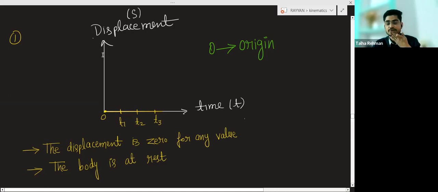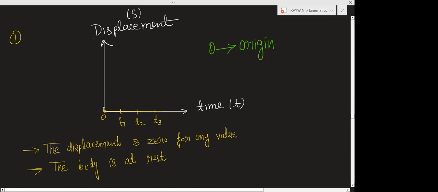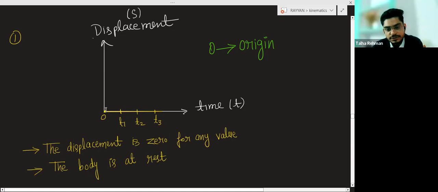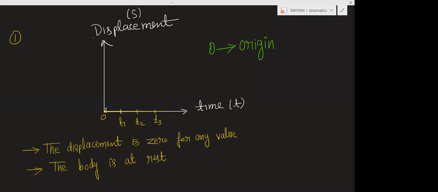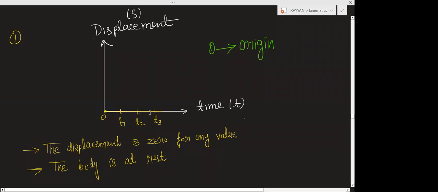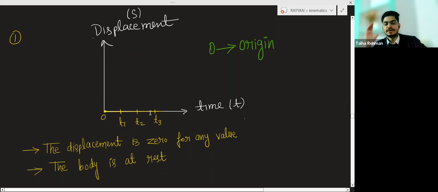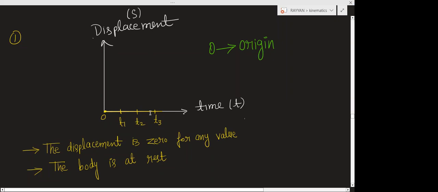Displacement on this axis. So this axis will be the displacement axis. If you see here, this yellow color line, this is the straight line graph. This is the first graph, and this straight line is just lying on the time axis.